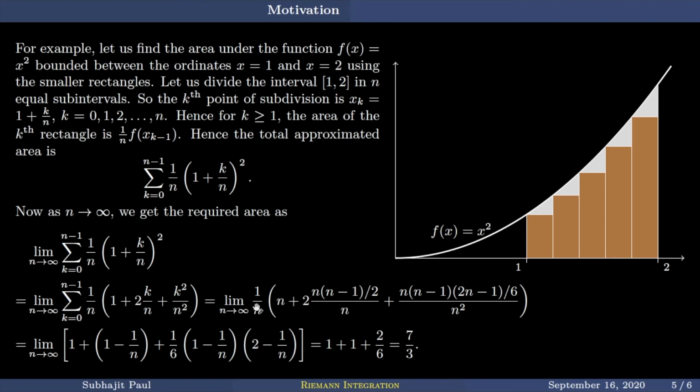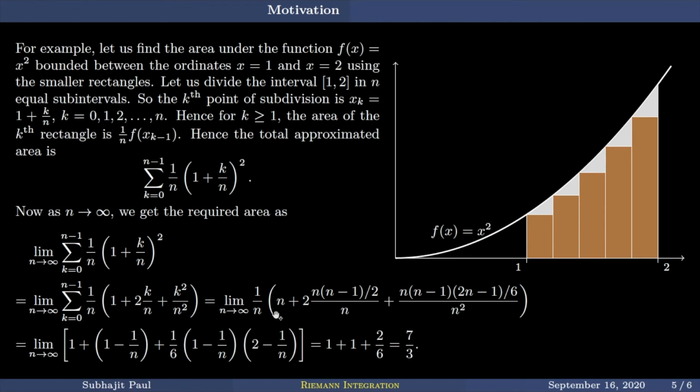So this is the sum of the first n minus 1 many natural numbers. k runs from 0, and 0 does not have any contribution in the sum, so k essentially runs from 1 to n minus 1. So here you have the sum of the first n minus 1 many natural numbers, that is n into n minus 1 by 2. Here you have the sum of squares of the first n minus 1 many natural numbers, that is this formula, n into n minus 1 into 2n minus 1 over 6, by n square.